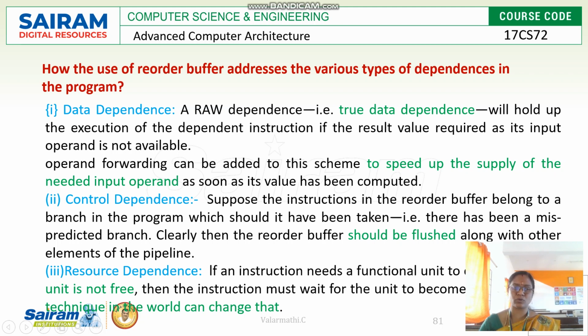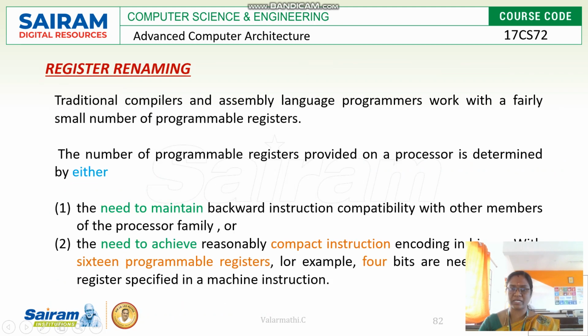What happens in resource dependence? If the needed functional unit is not available, we must wait for the unit to become free, wait for the unit to become available. So that is called resource dependence.